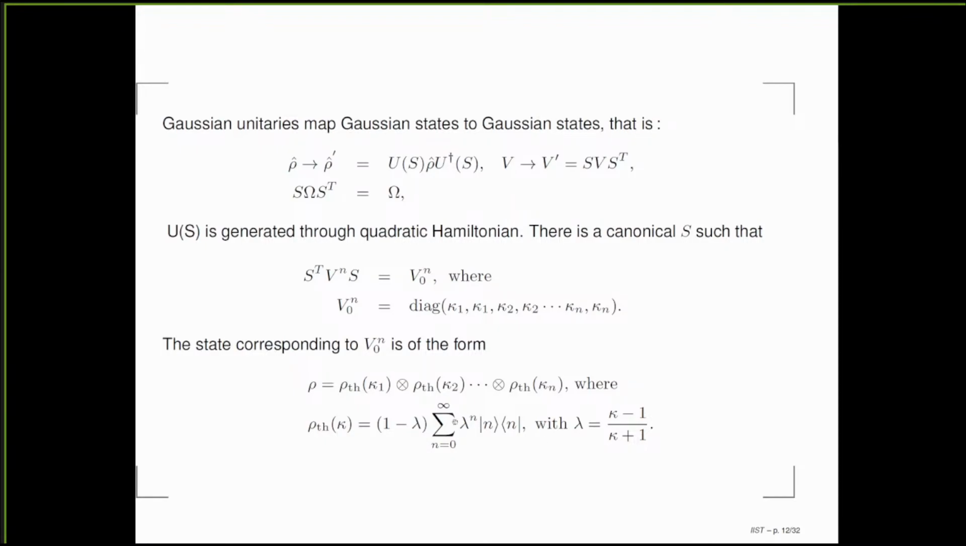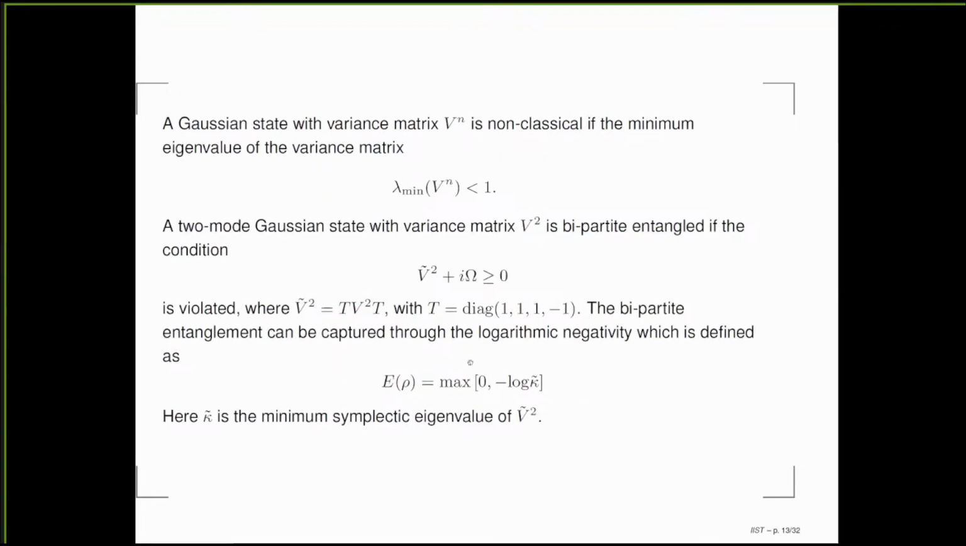So this is the thermal parameter lambda. If you have kappa coming in phase space, then lambda is defined as kappa minus 1 by kappa plus 1. So basically, given an n mode Gaussian state, you can diagonalize it into a product of n thermal states, each thermal state being diagonal in the appropriate Fock basis. Okay, so now some important definitions.